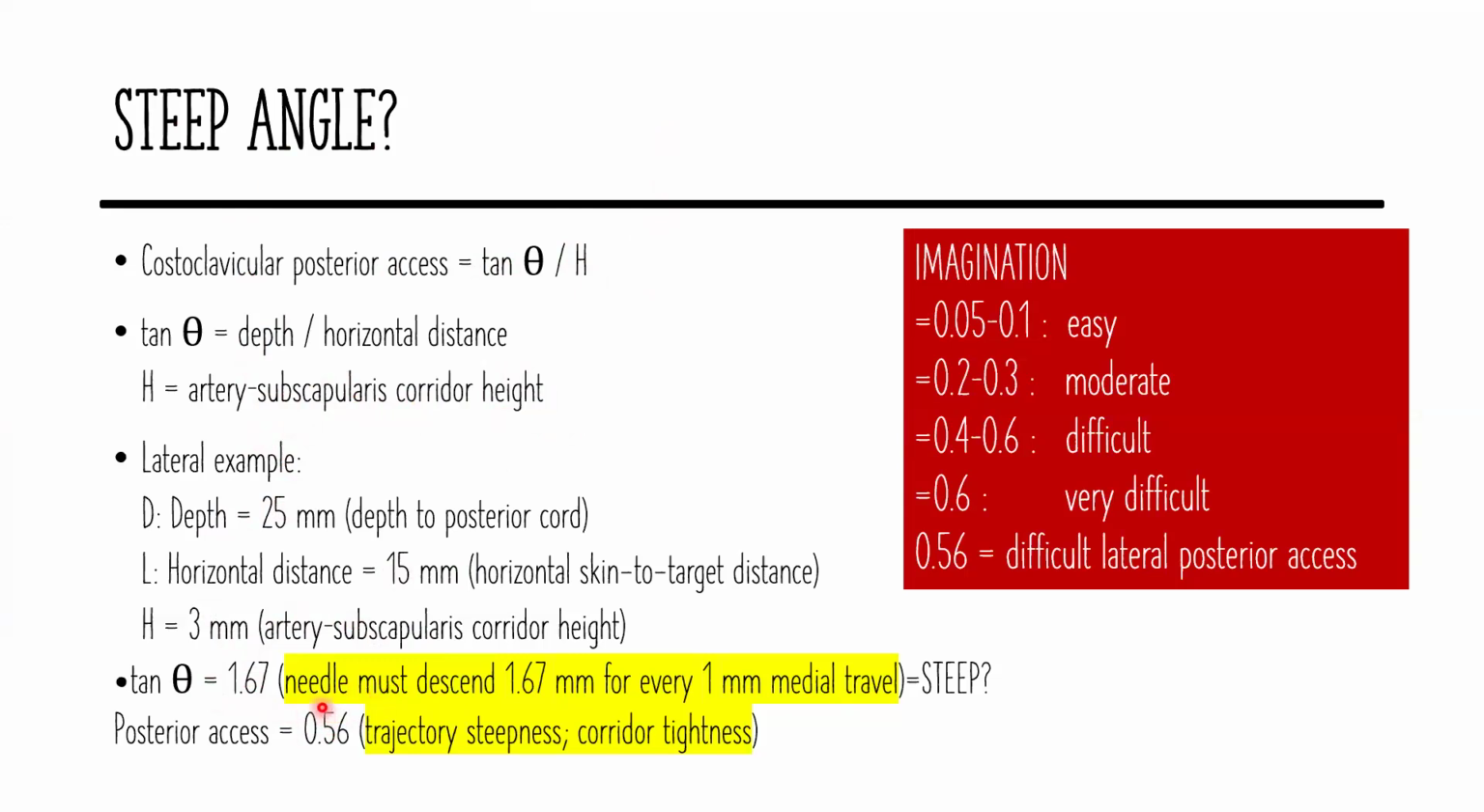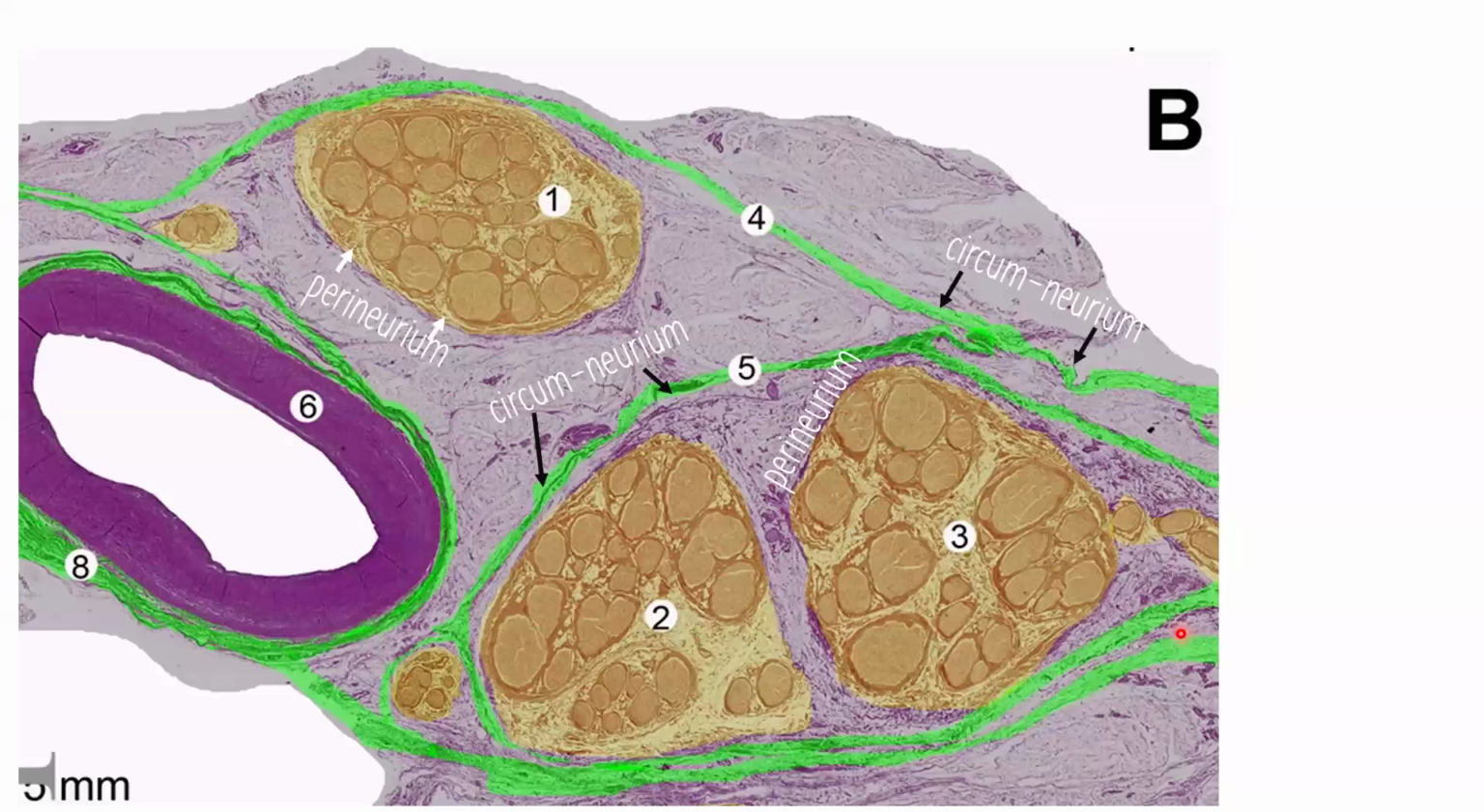And in one of the cases, we found that the needle must descend 1.6 millimeters for every 1 millimeter medial travel. It means that it's going to be very steep. So it all depends upon the tan theta. If it is around 0.56, for example, the trajectory is going to be very steep and the corridor is going to be very tight, and it's very difficult to access this. So we are trying to imagine how it can be easy, moderate, difficult, and very difficult based on some of these values. These values are just imagined by us. It's not that we have confirmed them, but we're trying to do that now.